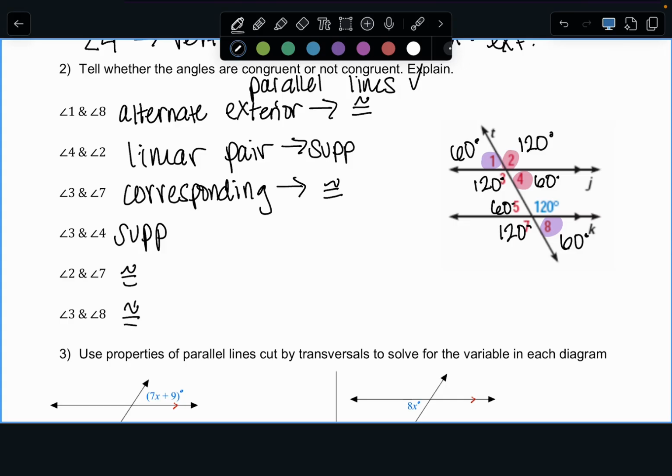Not congruent. I want you to try to figure out the relationship between 3 and 4 and 2 and 7. 3 and 8 doesn't have a cool relationship besides that they're supplementary. But I want you to figure out from that poster, are they alternate interior, exterior, corresponding, consecutive? Write their relationship right there, and we'll reconvene in a second to check.